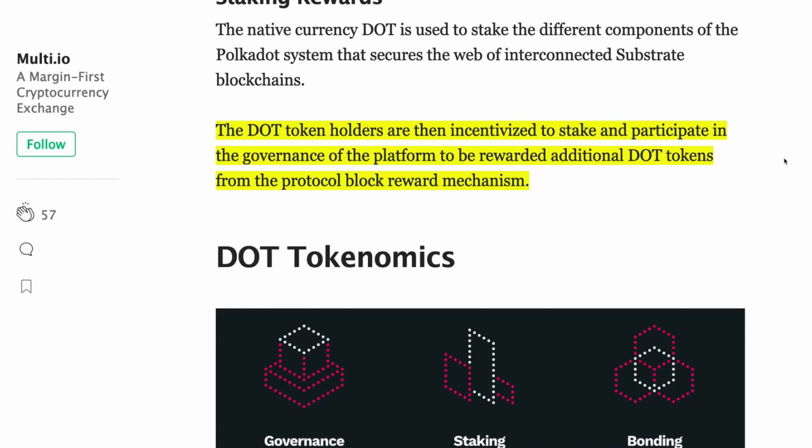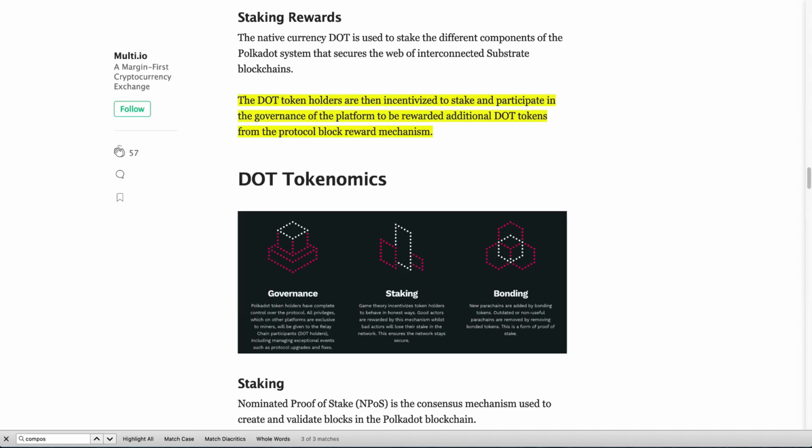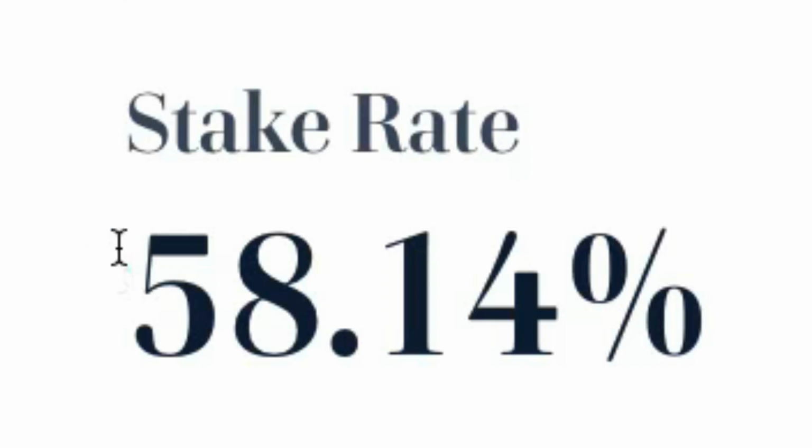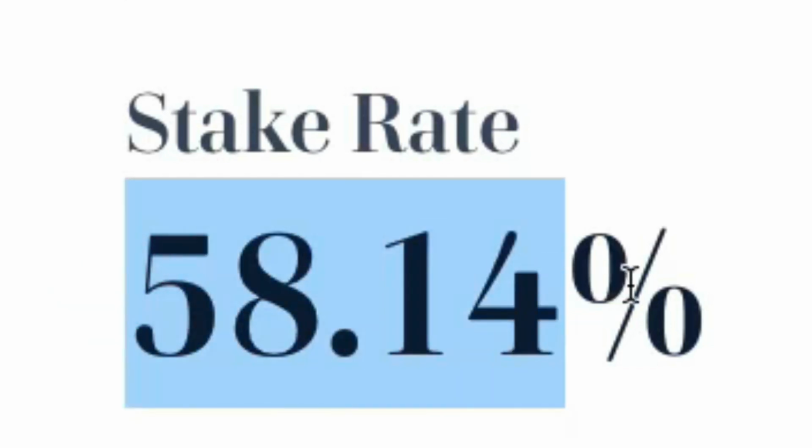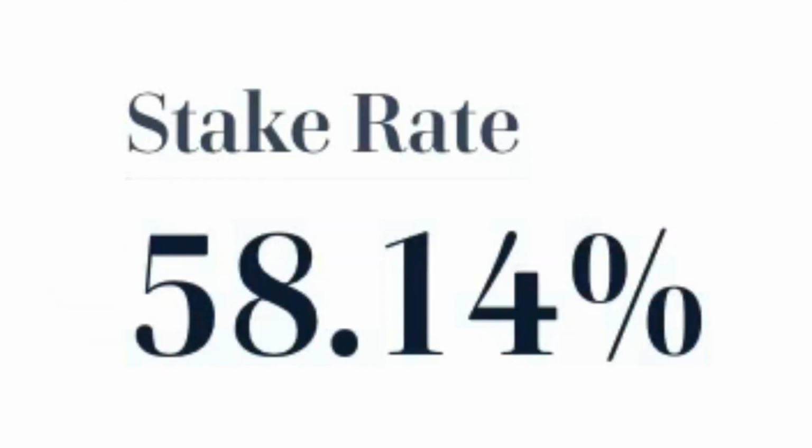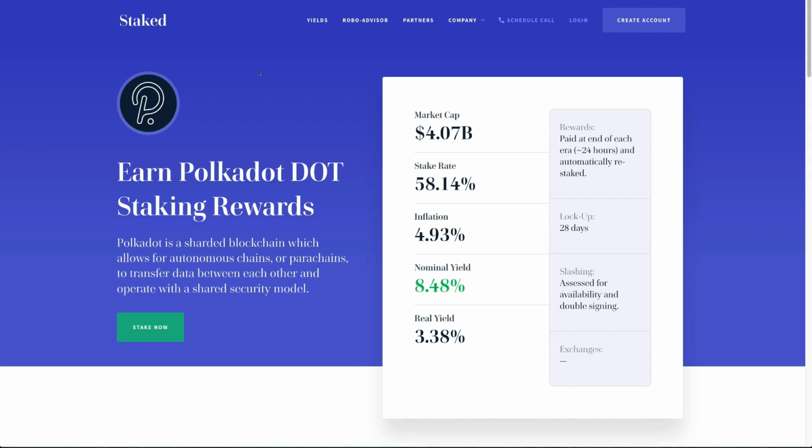Now, in terms of staking rewards, the DOT token holders, of course, can gain these rewards by staking their tokens. Now, very interestingly, currently 58.14% of all tokens are staked, according to staking.staked.us/Polkadot staking. So that's pretty incredible that so much of the DOT is currently staked.